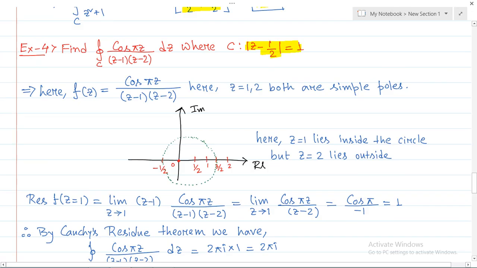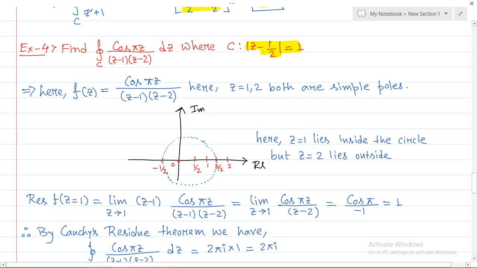Whenever I am showing all the examples, you have understood that the problem can be solved once we understand what the poles are and whether the poles are lying inside the circle or outside the circle. If it lies inside the circle, we have to calculate the residue. If it is lying outside the circle, there is no need to calculate the residue, because the value of the integration for that particular point is going to be 0 using Cauchy's theorem.